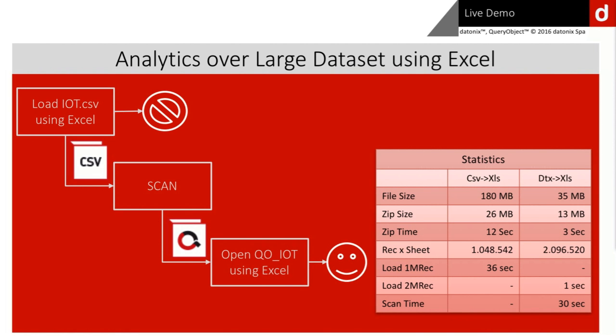The demo has been organized in 3 steps. We will open the source data as it is using Excel. This action should fail considering that Excel can load a maximum of 1 million records, so we will scan the source data using the Datonix Personal Scanner. We will show how the Voyager, the Datonix project management tool, works. Finally, we will open the scan resulting data set, the query object file, using Excel.